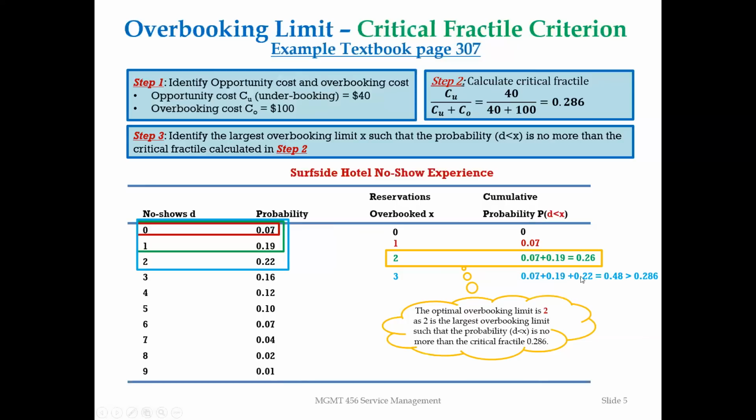So whenever we identify a probability that exceeds the critical fractile, we always go back to the previous step. This is the optimal overbooking limit. In this case, the optimal overbooking limit is 2, as 2 is the largest overbooking limit such that the probability is no more than the critical fractile. Because if you overbook at 3, the probability already exceeds. We don't want to exceed; it must be no more than. So we always go back to the previous step.